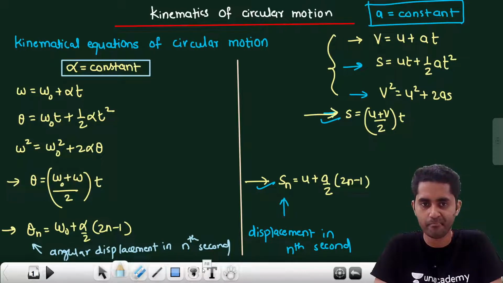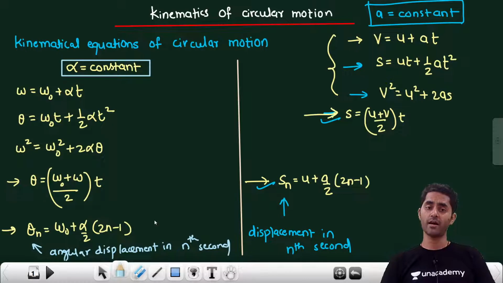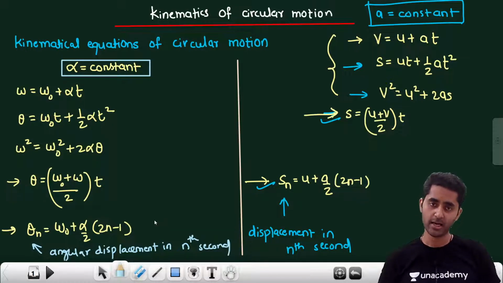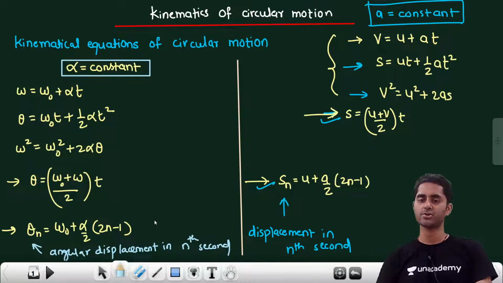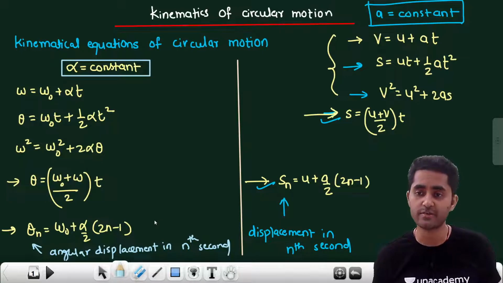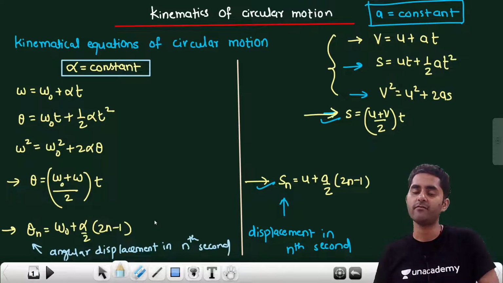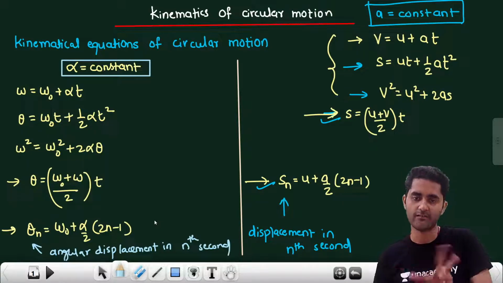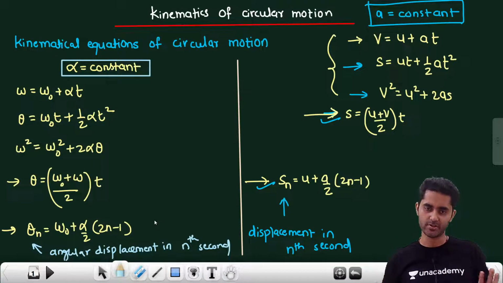So you can use all these equations if alpha remains constant. Alpha means angular acceleration. If angular acceleration remains constant, you can use all these equations. These are the kinematical equations of circular motion, similar to the kinematical equations that we used in linear motion. Just by comparing, we have written all these equations.